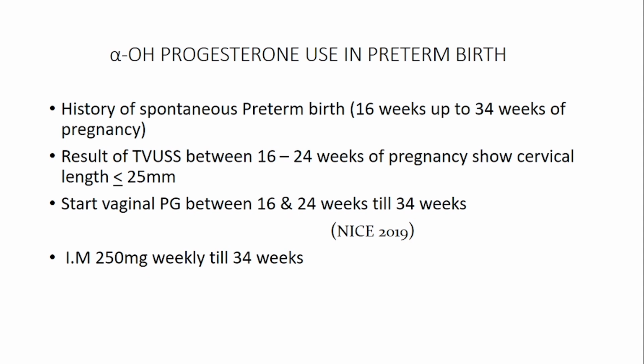It is not only vaginal pessary that is used. In some instances, you can use intramuscular alpha hydroxyprogesterone 250 milligrams weekly till 34 weeks. It is important to note that 34 weeks appears to be a magic week in obstetrics. For most patients with complications in pregnancy from 34 weeks and above, obstetricians tilt towards delivery rather than conservation.